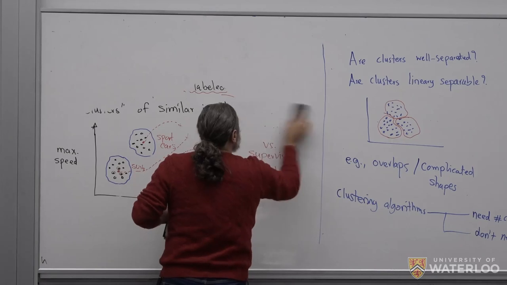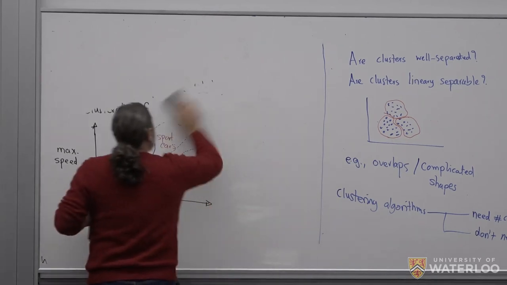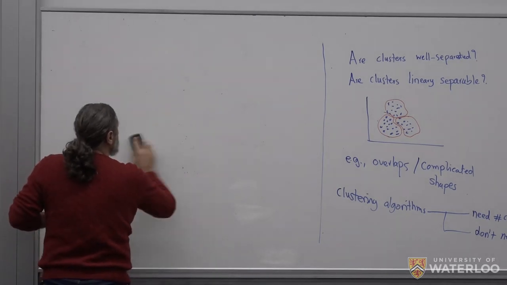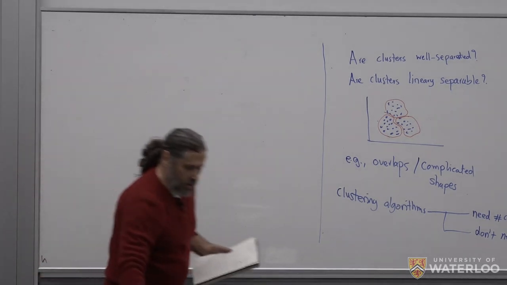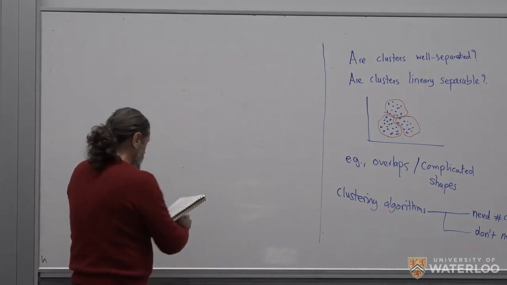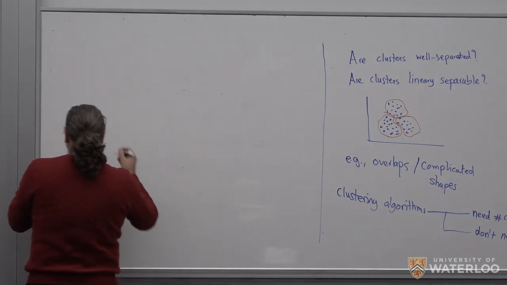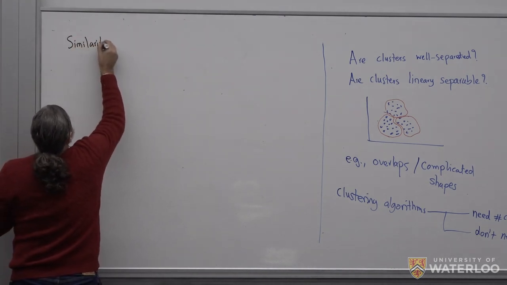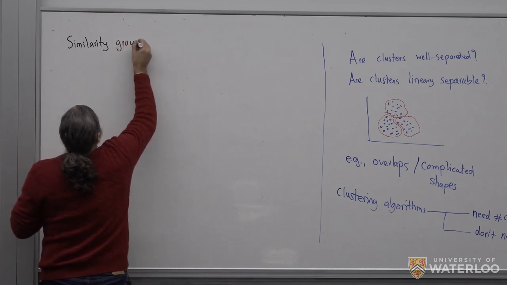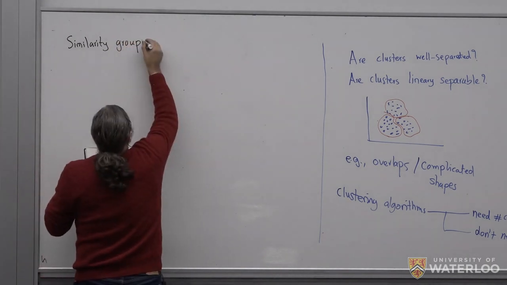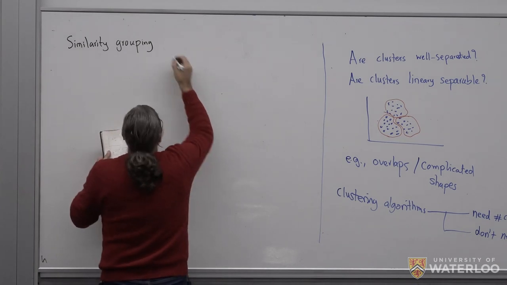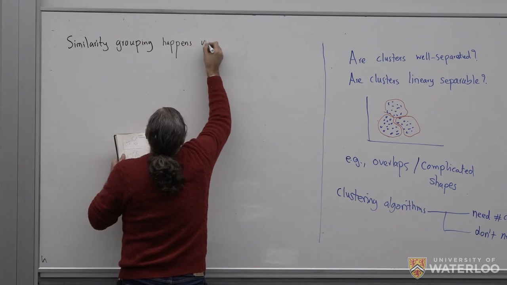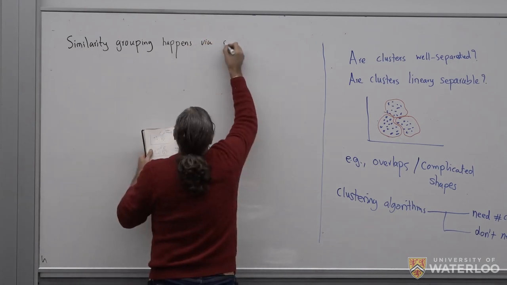Okay. Good. There is not much to k-means, but we still have to mention some attributes, and then we move on. And we look at another version of k-means. So the similarity grouping here, you group data points based on similarity, which happens via distance measurement.